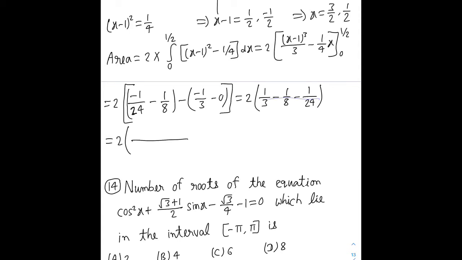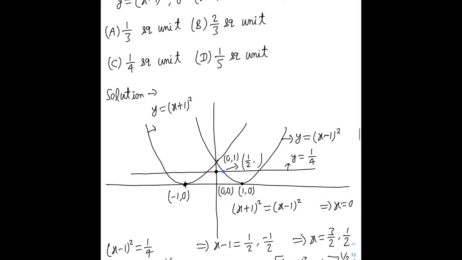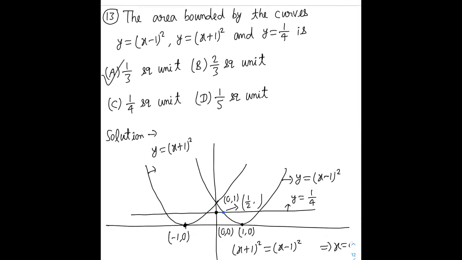Then you will take the LCM of 3, 8 and 24. That would be nothing but 24. So you will get over here 8, and then minus 3, and then minus 1. Is it clear? So you will get 2 into 4 by 24. 4 by 24 is like 1 by 6. Then if you cancel, you will get 1 by 3. So that is the answer, option A.